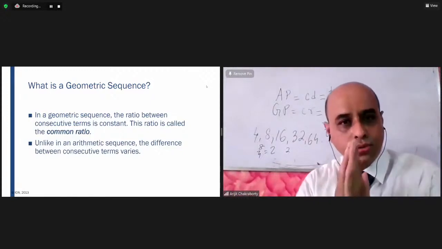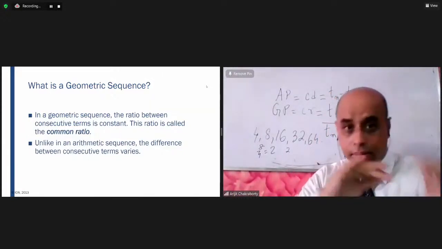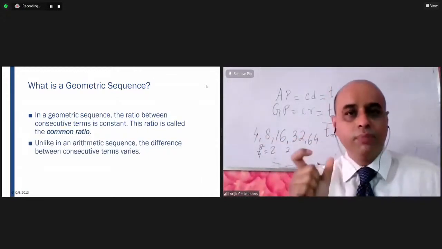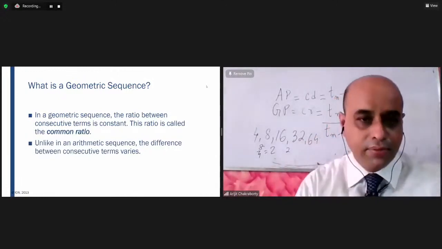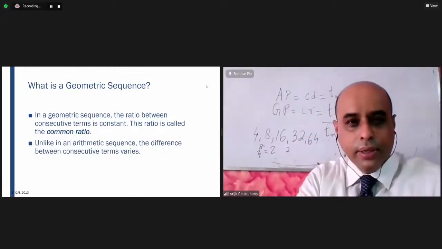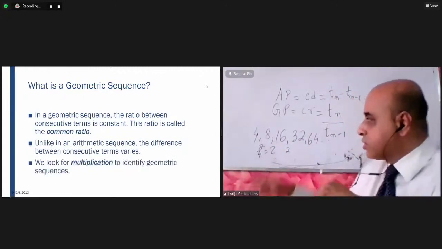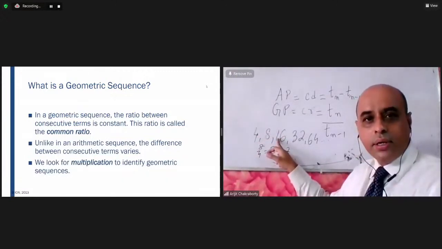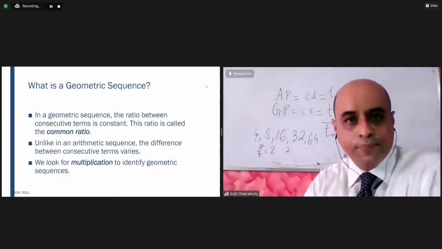absolutely parallel in nature to arithmetic progression. The same concept applies: there can be an increasing trend or a decreasing trend, but the ratio will be equal, just as in case of arithmetic progression the common difference has to be equal. Here, of course, we are looking at multiplication, because 4 into 2 gives 8, 8 into 2 gives 16. In the case of AP, you remember it was an addition, right?